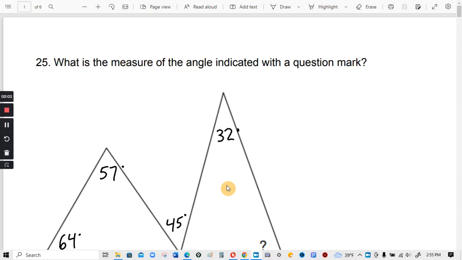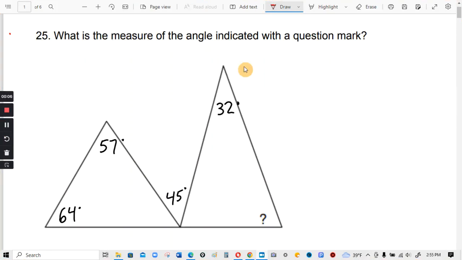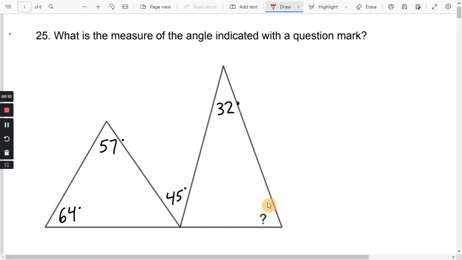Practice problems, part 2 for the geometry midterm. Okay, we're looking to find the angle indicated with a question mark right here. All right, we have these two angles, and we're going to find this one right here.